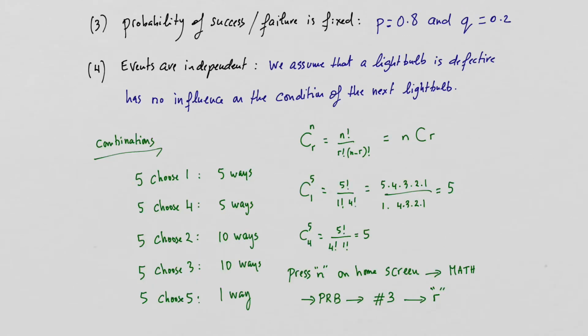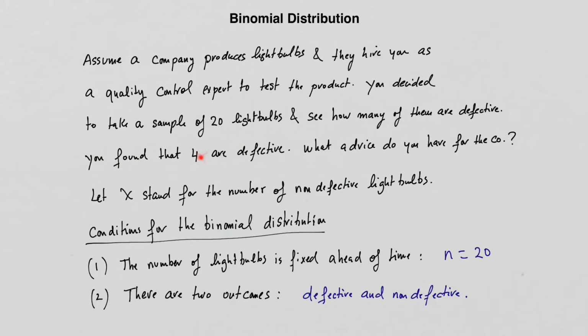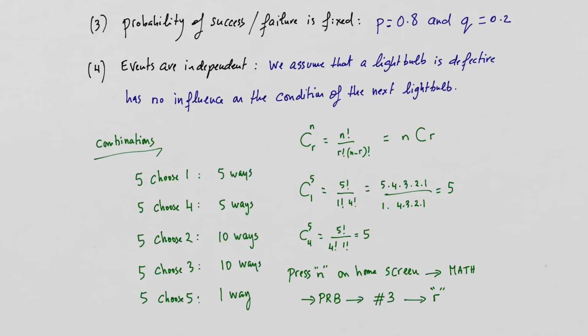Let's go to the third one. The probability of success, which means non-defective, the chance of having a non-defective or defective, is fixed. Well, we knew you found 4 out of 20 to be defective. That's 20%. We call it Q. Q is just the probability of failure, in our case the probability of getting a defective light bulb, which is 20%. The probability of success, which means non-defective, we call it P.